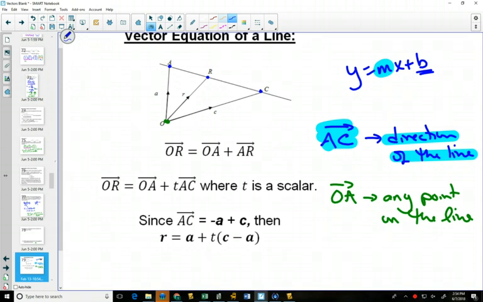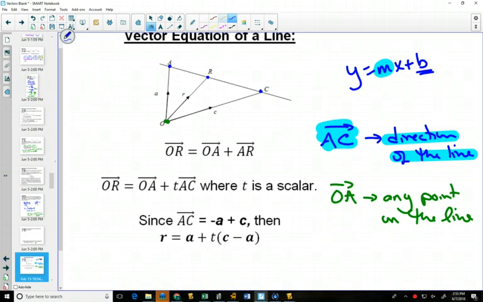If you were graphing y equals 3x plus 2, you would start with (0, 2), and then you'd use your slope 3 over 1 to go up 3 over 1, up 3 over 1. And you could find a whole bunch of points. Or you could go down 3, back 1. That's what the vector equation of a line does, but instead of having a specific point like the y-intercept, you can have any point.